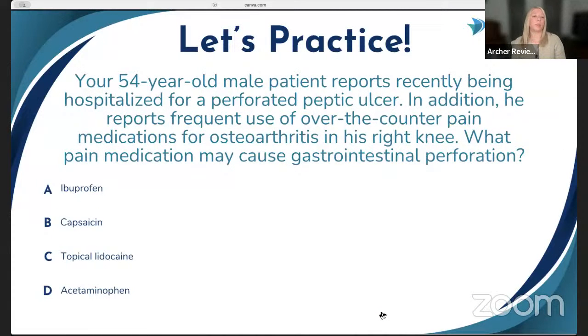Let's practice. You have a 54-year-old male patient who reports recently being hospitalized for a perforated peptic ulcer. In addition, he reports frequent use of over-the-counter pain medications for osteoarthritis in his right knee. What pain medication may cause gastrointestinal perforation? Is it A, ibuprofen, B, capsaicin, C, topical lidocaine, or D, acetaminophen? I'll give you a second to decide.